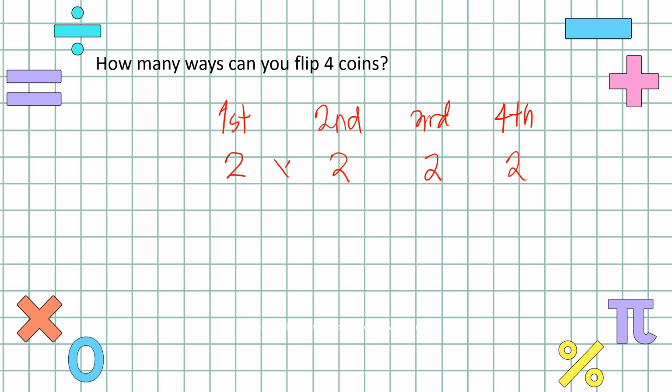So all in all, if we want to do them all together, flipping 4 coins, we have a total of 2 times 2 times 2 times 2. That is 16 possible combinations or outcomes.